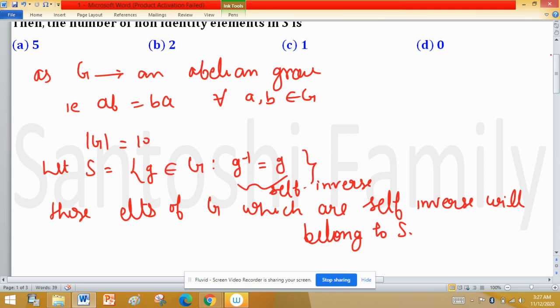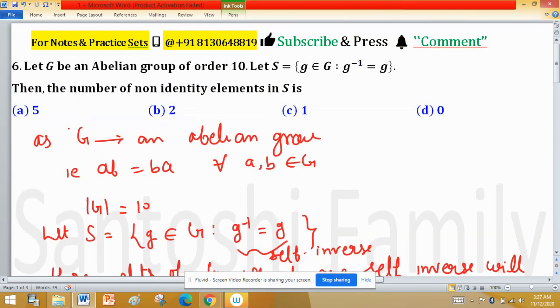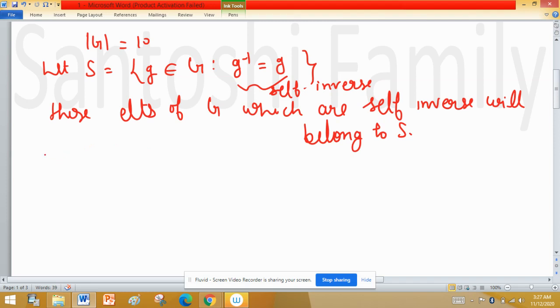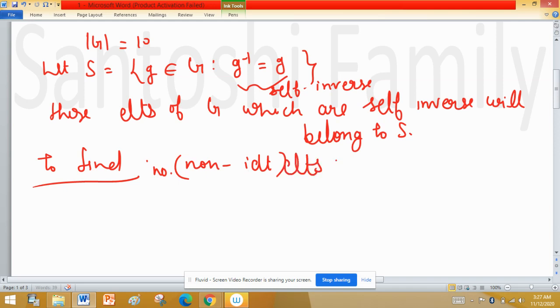Now we have to find the number of non-identity elements in S. Number of non-identity elements of S we have to find.